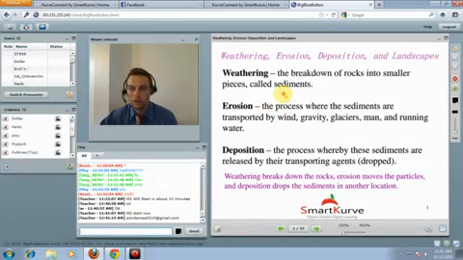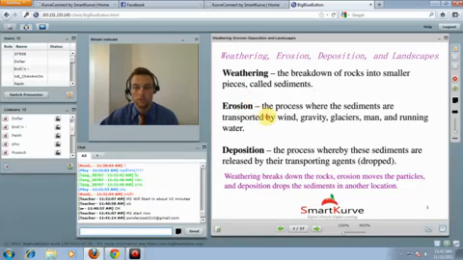So yeah, this is geology today. It's pretty exciting. Weathering, erosion, deposition, and landscapes. And these words may be new, but we'll definitely go over all of them. So this is going to become very clear to you pretty soon. Weathering and erosion, these are two words that get confused with one another, but they're very different. As you can see here, weathering is the breakdown of rocks into smaller pieces.